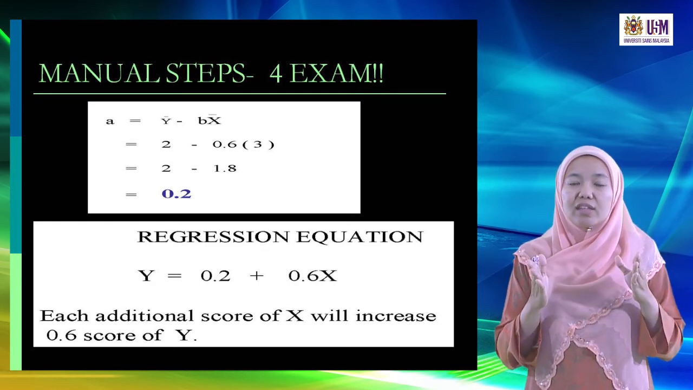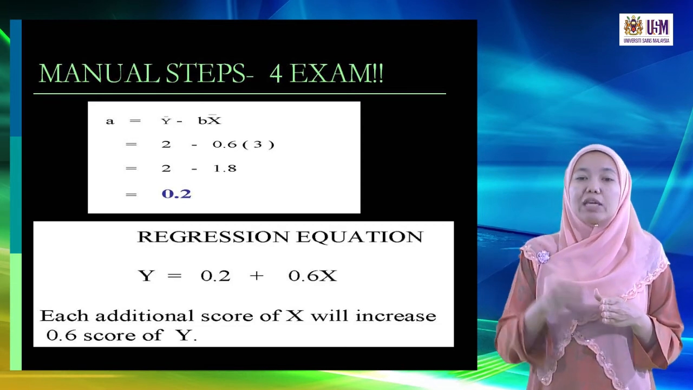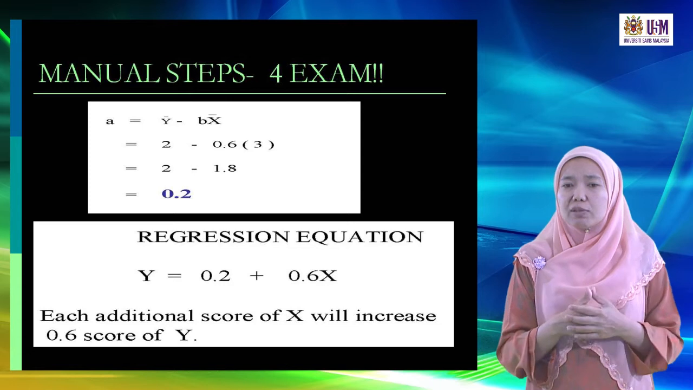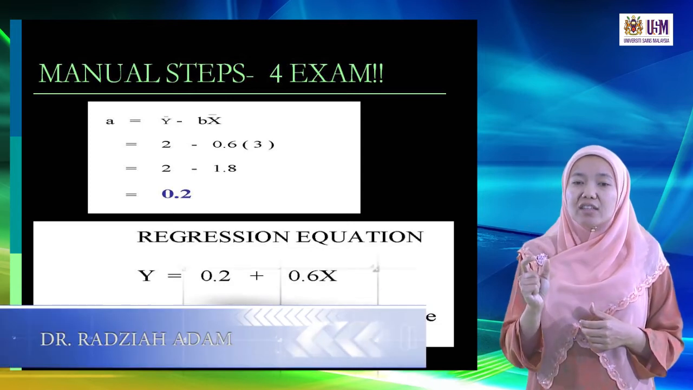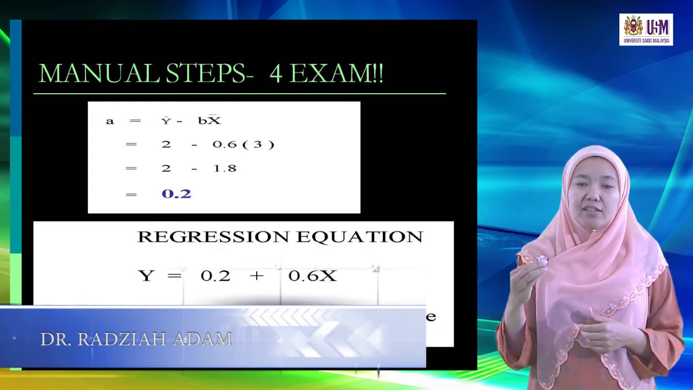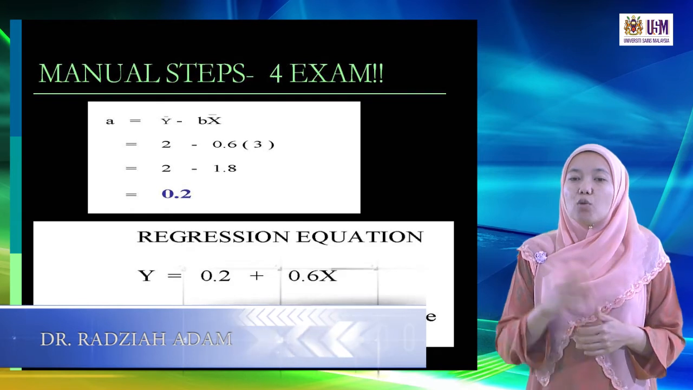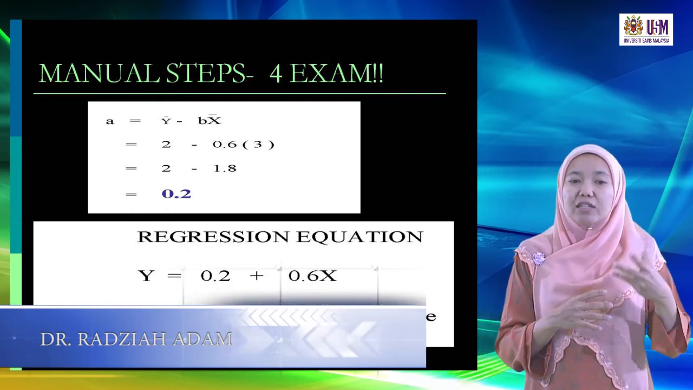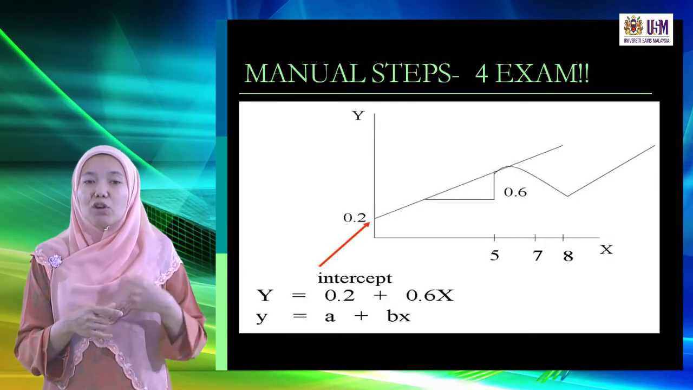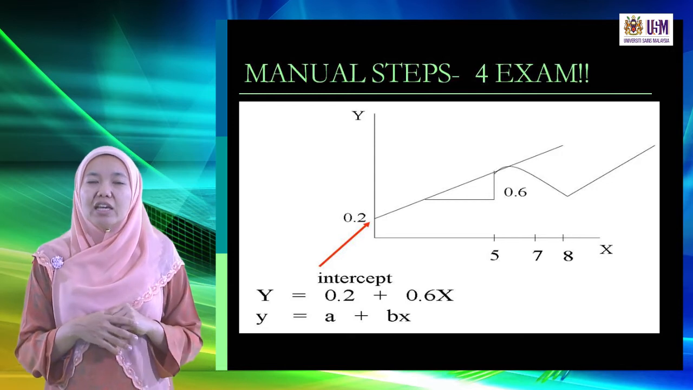So now, when they ask for your regression equation, you can say that Y equals 0.2, the intercept, plus 0.6X. It tells you that this is a positive relationship between X and Y. One additional unit increase in X will increase Y by 0.6. You must be careful when it comes to interpretation: 0.6X means that one additional increase in X will increase Y by 0.6 unit. If you were to sketch the graph, your X is on the horizontal axis, and your Y is always on the vertical axis.